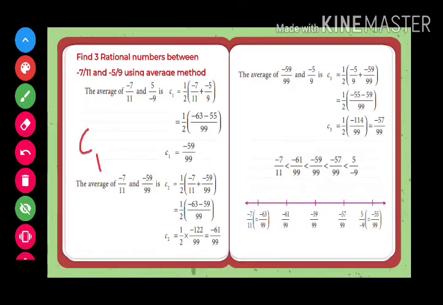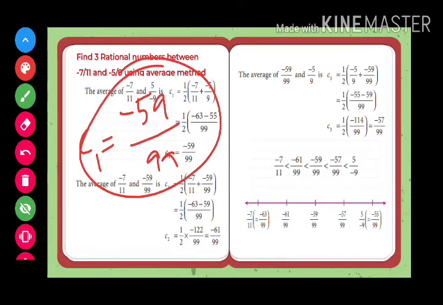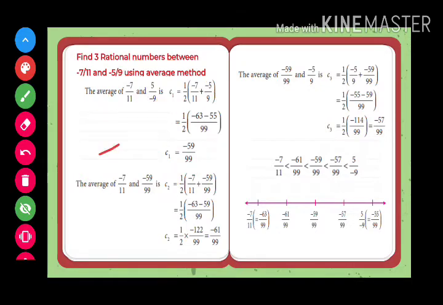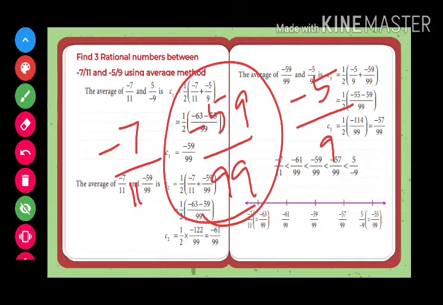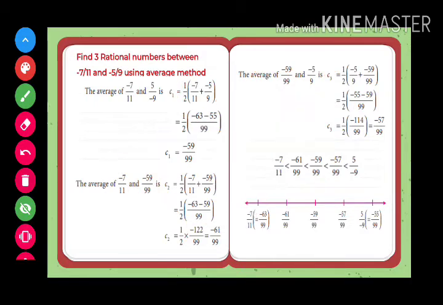What we are getting is the value of C1 as minus 59 by 99. So hence this minus 59 by 99 exists between minus 7 by 11 and minus 5 by 9. So we have found one number in between. So what if we can find more numbers using averages like this? There is a way for that.